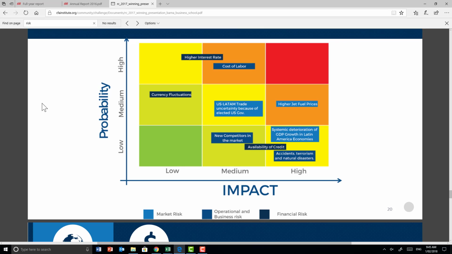So you can see that the risk matrix basically looks like this, where you have one axis that is probability, so is it a low, medium, or high probability of occurring, and then the impact on the company, so is it low, medium, or high. And then essentially you have the individual risks within here. So for example, there's a high impact if there's higher jet fuel prices, but the probability of this is medium. And what's nice about this is that they've also color-coded each individual risk according to it being a market risk, operational, or a financial risk.